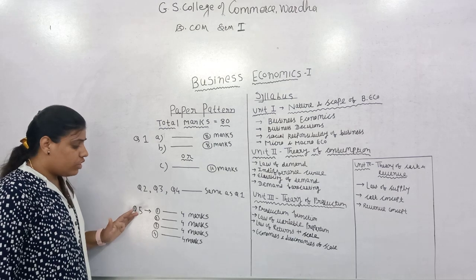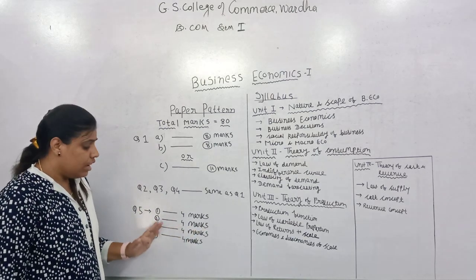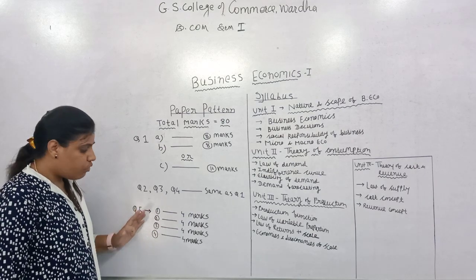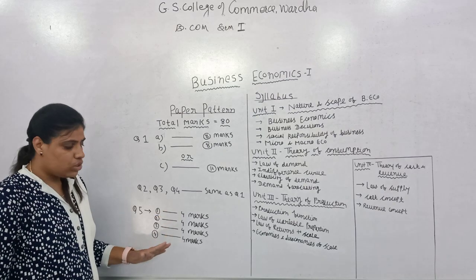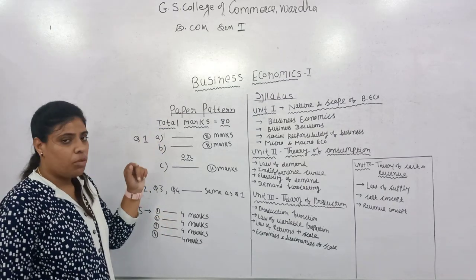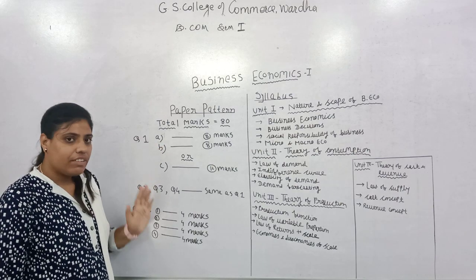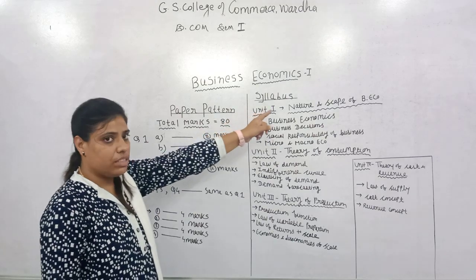Then question 5 will have a weightage of 16 marks. It will consist of 4 questions. Each question will carry 4 marks, and all these questions will be compulsory. So that is the paper pattern for business economics, and each unit will have equal weightage of 20 marks. So now we will see the syllabus.